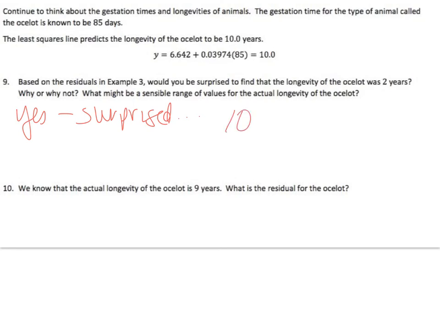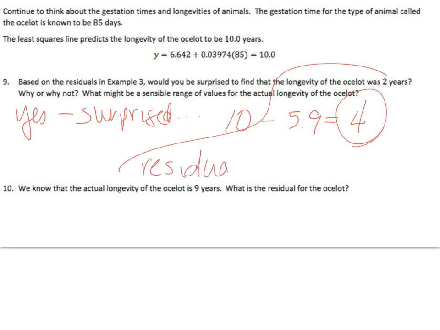I would say 10 minus 5.9 would be the furthest you would get, which is 4 years. If we had 2 years, that means the residual is 8, which is more than the errors that we found in any other animal that we have actual data for. So I would say 5 or 4 years would be the shortest longevity, and then 16 years would be the longest longevity. So we know the actual longevity of the ocelot is 9 years.